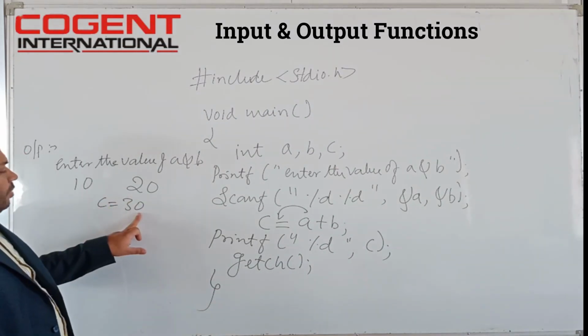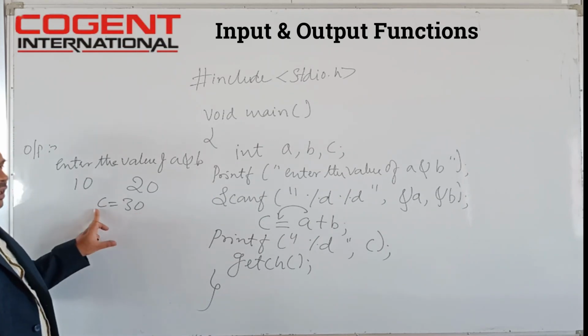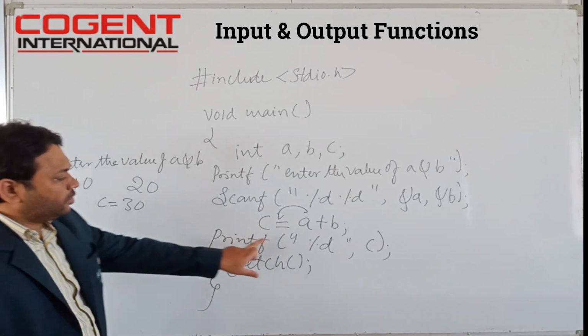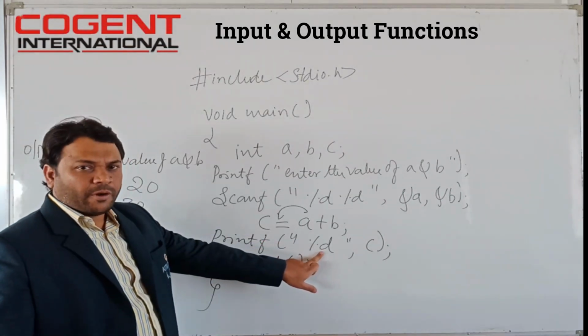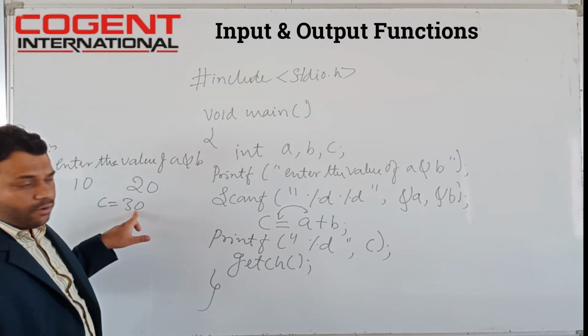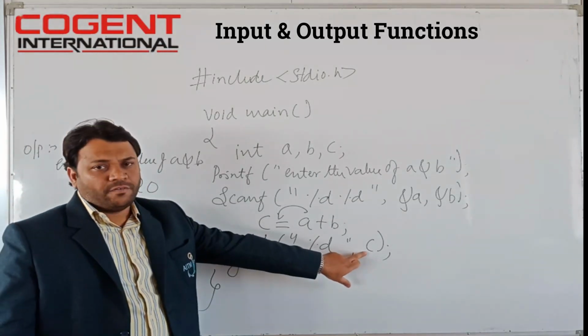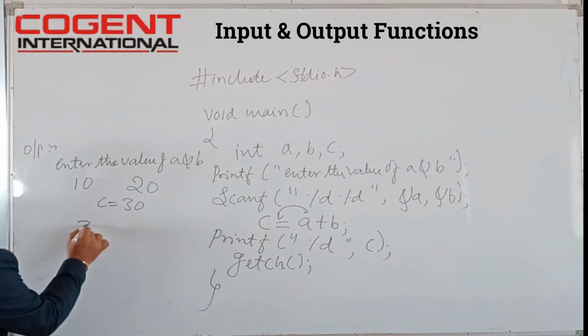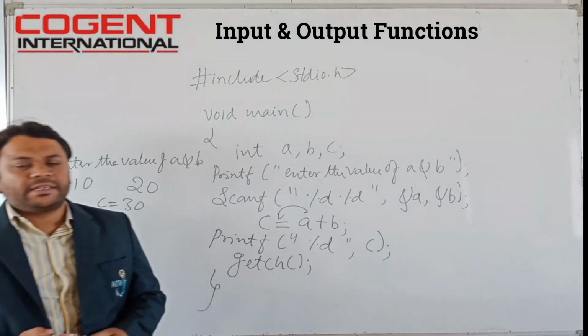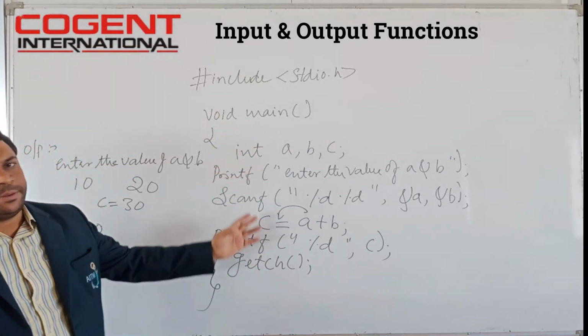So that 30 value is stored into the address of C here. Then the next statement is what? printf, so printf percentage d. I'm going to print the integer value 30. 30 is an integer value. I'm going to print the value of C, so it will print the value 30. So this is the output I'll get after executing this simple C program here.